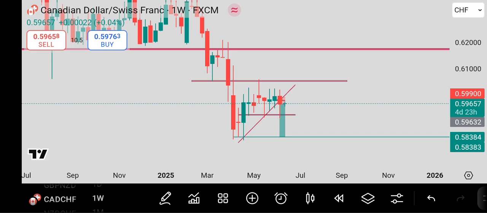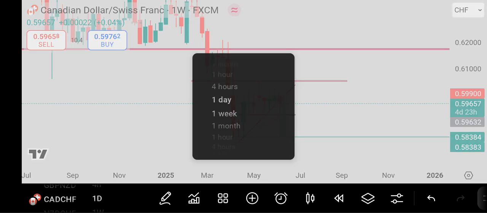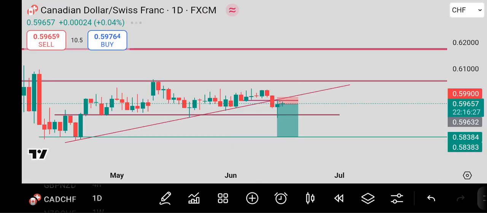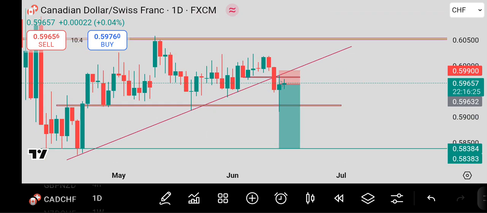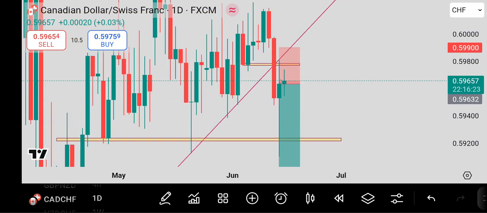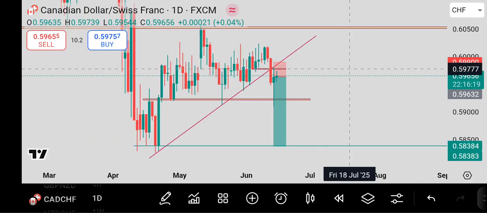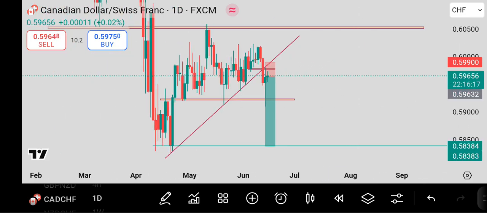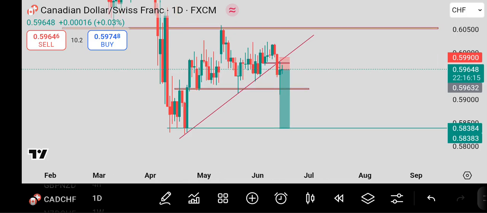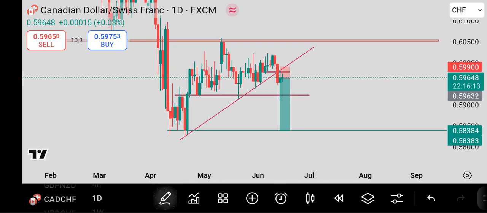Then let's go to the daily time frame to see how I'm taking the sell position of this trade. Now, like I told you, structure is everything. Structure is everything. I'll show you something.